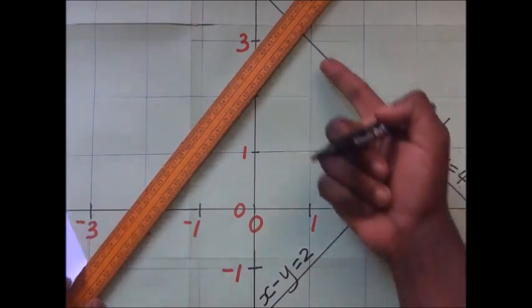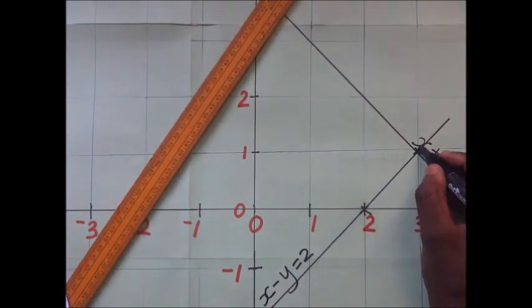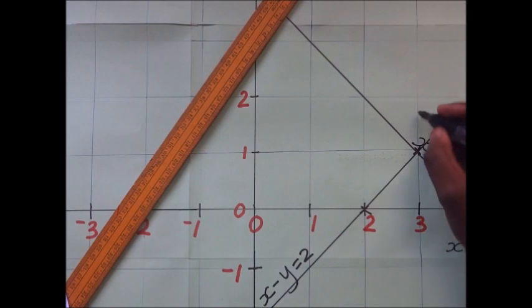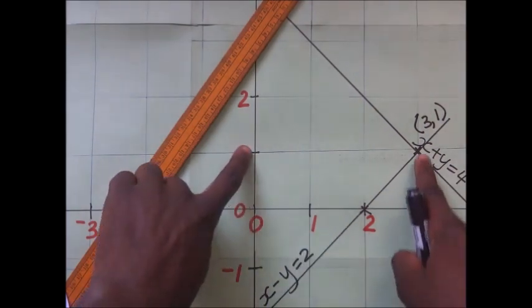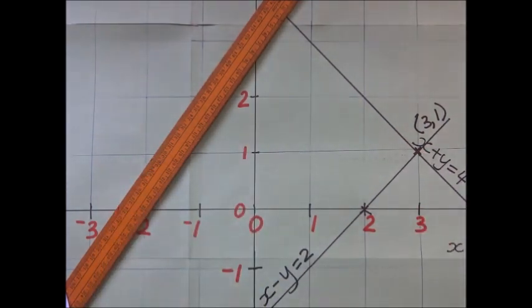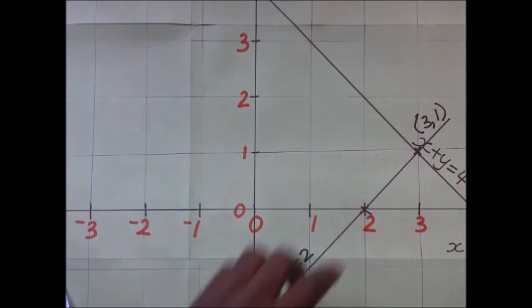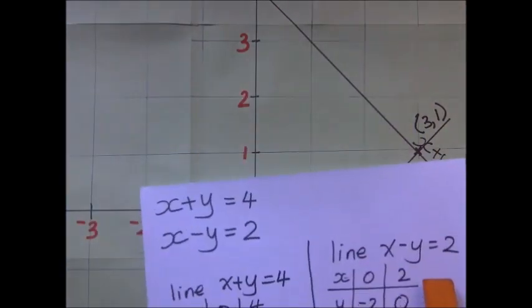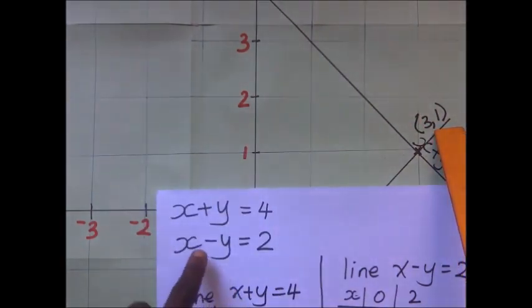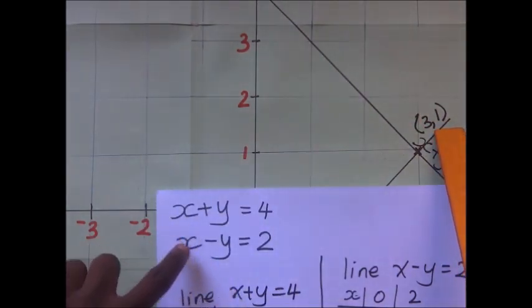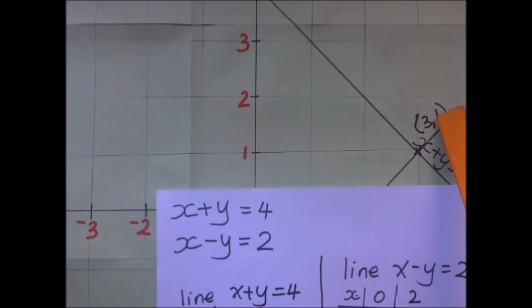So this line and this line meet at that point. They are meeting at point 3, 1, because this is 3 and that is 1. At the point where they meet is where we have the solution to the equations. It means our value of x is 3, and our value of y is 1 for this simultaneous equation.